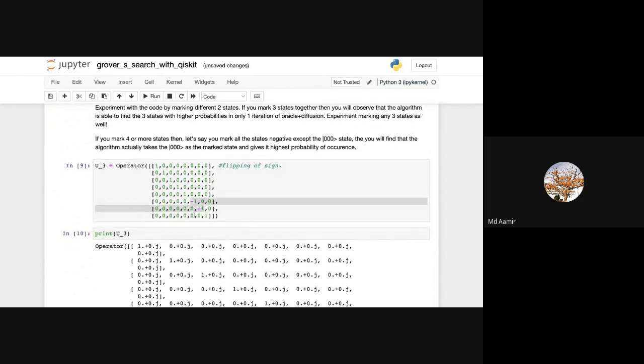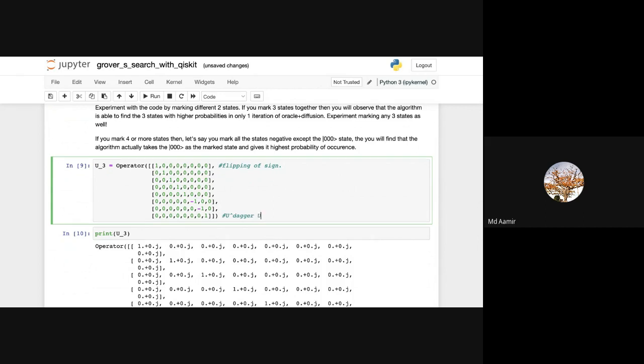If we want to check that U is unitary, we just have to check that U dagger U is equal to I. Since all are diagonal, U dagger is also U, so U dagger is equal to U, which implies that U squared is equal to I.